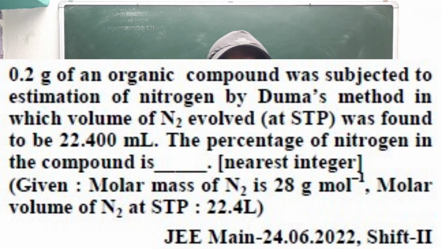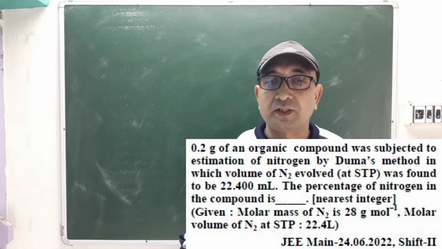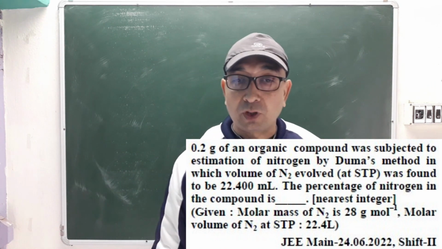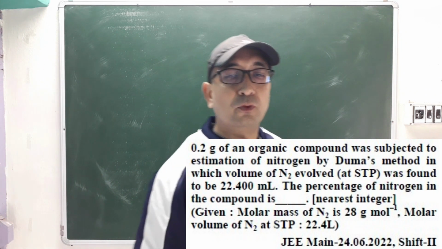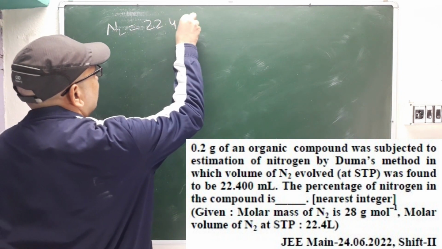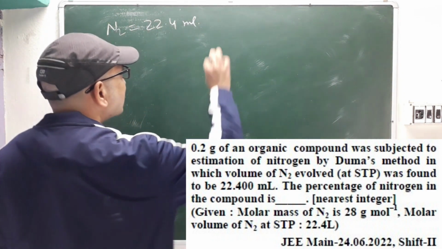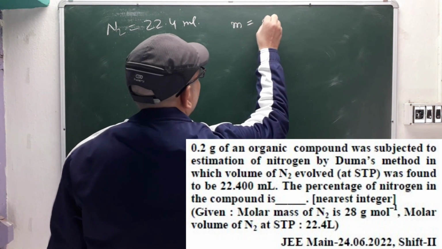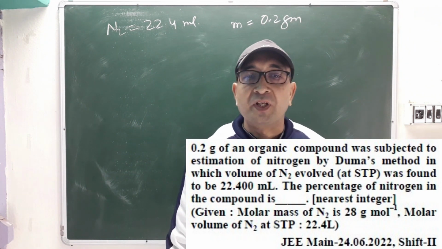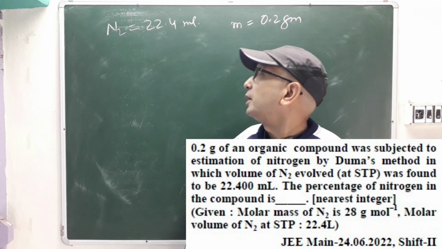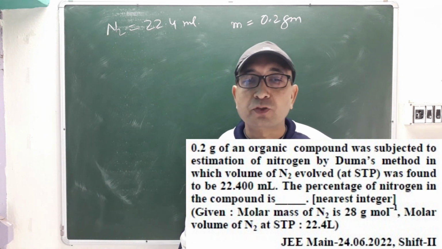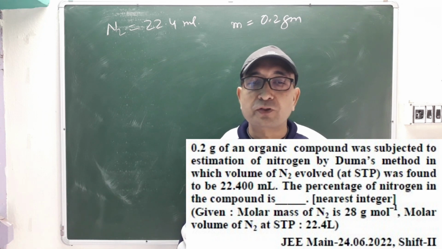It is like 0.2 gram of an organic compound was subjected to estimation of nitrogen by Dumas method, in which the volume of nitrogen evolved at STP was found to be 22.4 ml. So how much nitrogen has it found? 22.4 ml, right? And the given organic compound mass is how much? 0.2 gram, right? In that we have found 22.4 ml of nitrogen. The percentage of nitrogen in the compound is, right? You have to calculate the percentage of nitrogen.